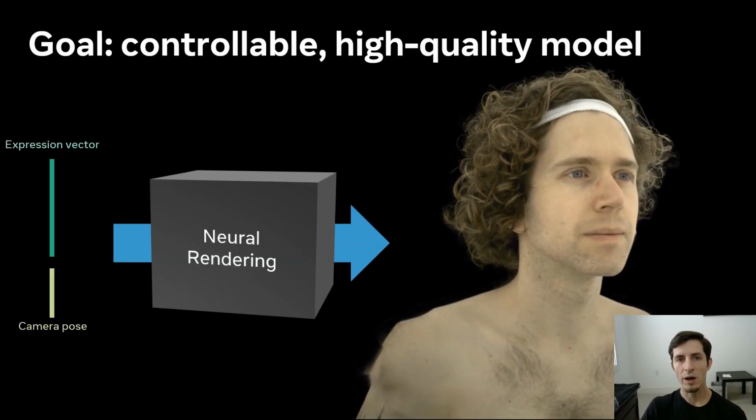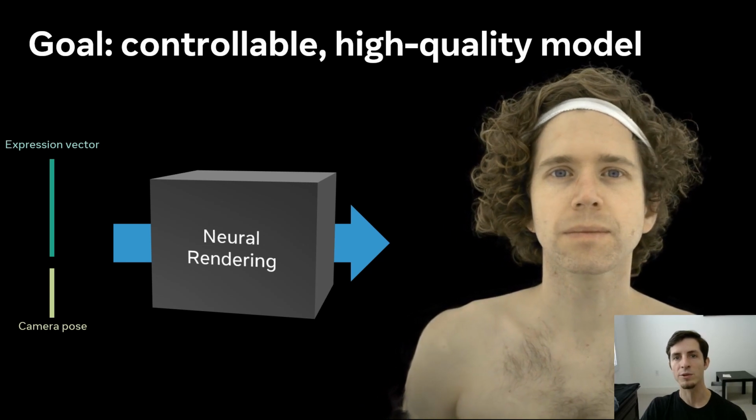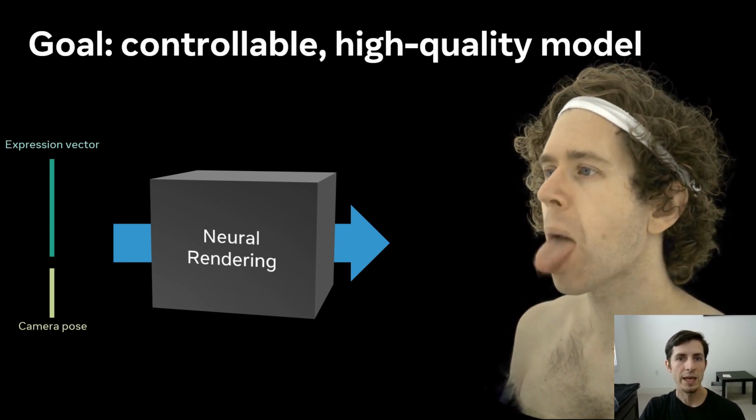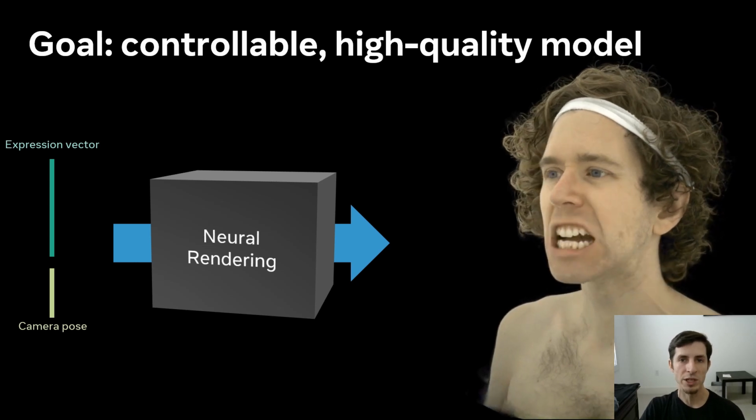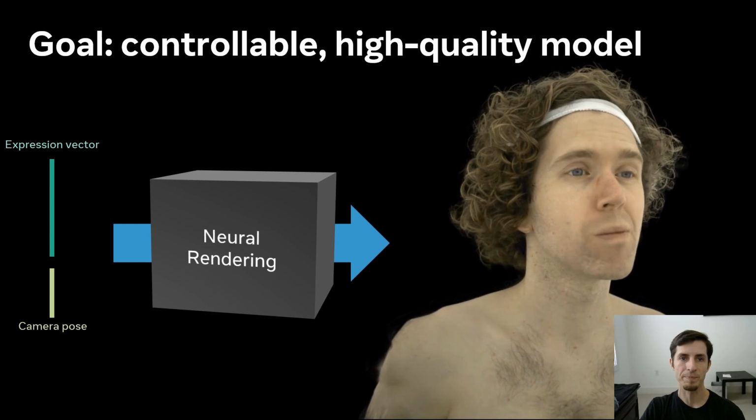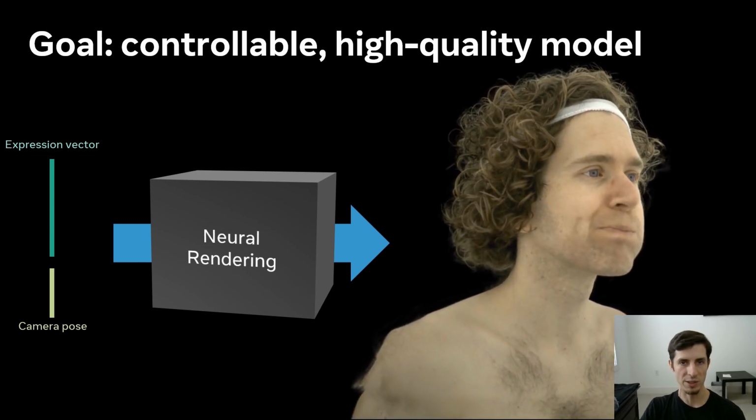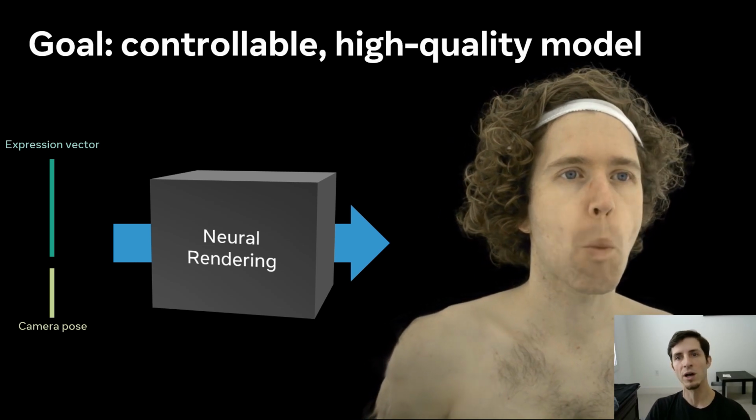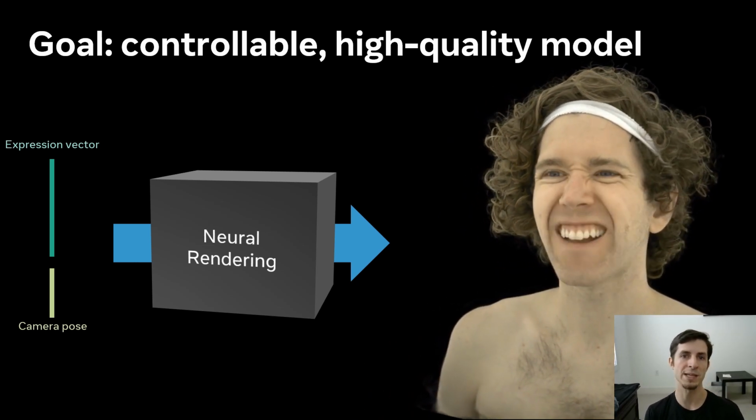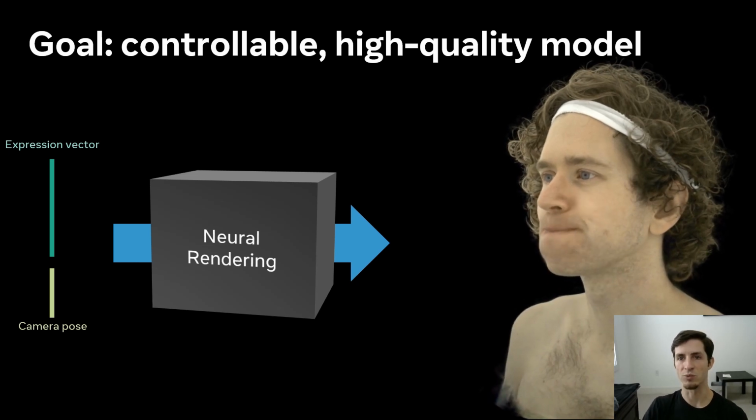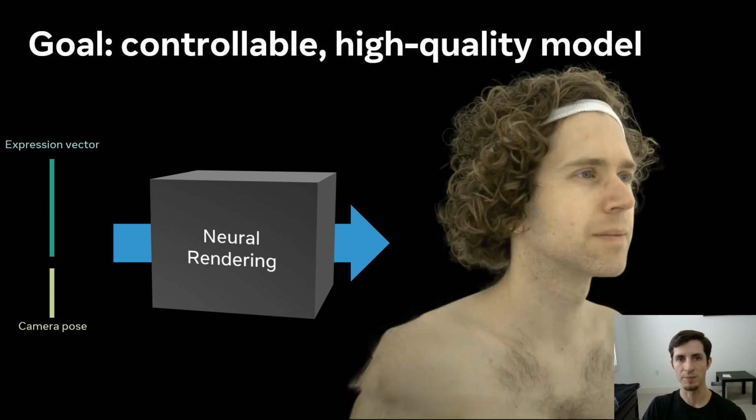So in this talk, I'm going to cover a few different models for rendering humans from arbitrary viewpoints. These models take in a vector representing expression and camera pose parameters, and they output a realistic rendering. The expression code here is important for being able to drive and animate these avatars, but for this talk, I'm going to focus on the rendering aspects of these models. In other words, how do we create models that look as real and high fidelity as possible?